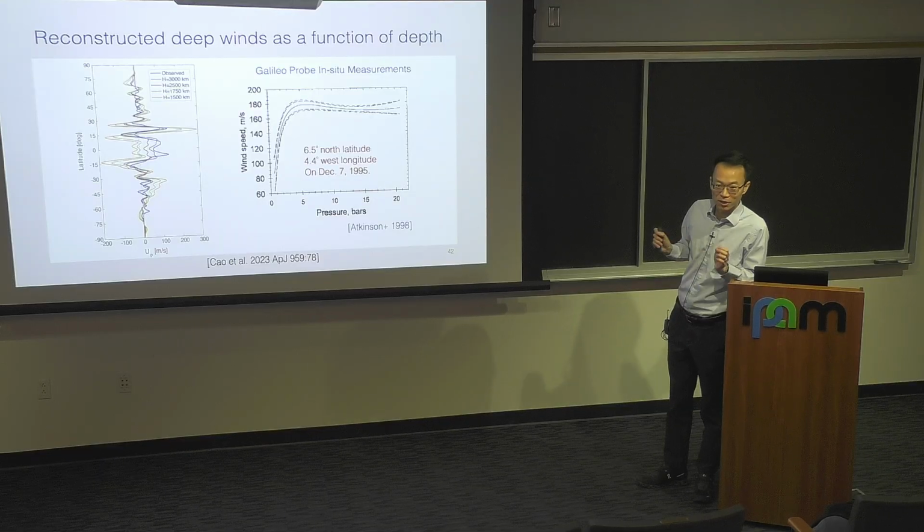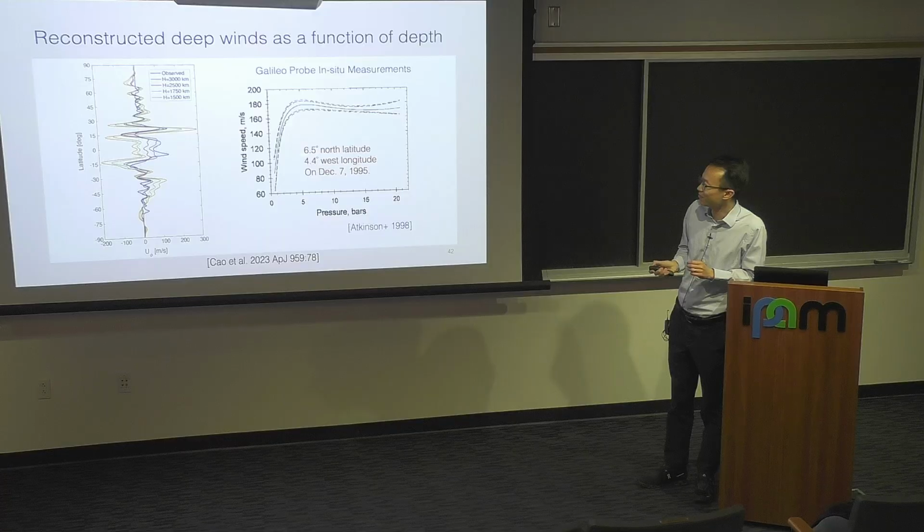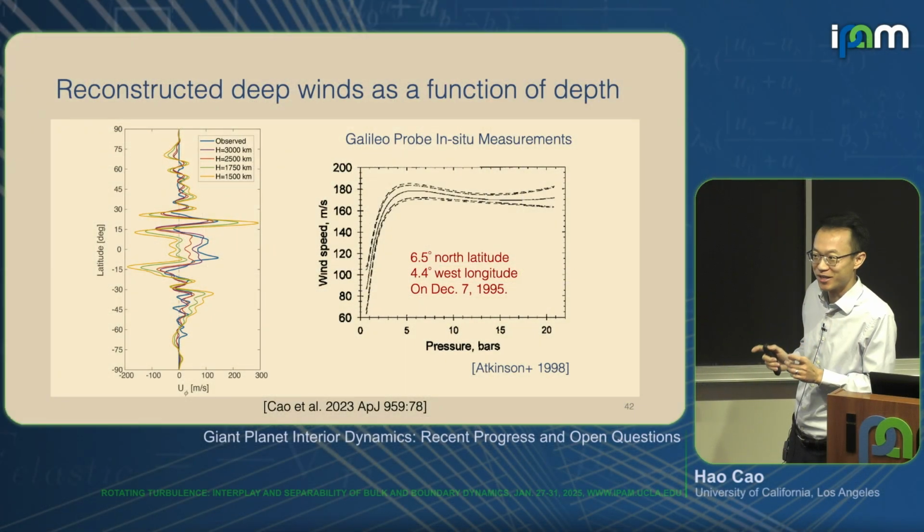Almost everybody has been ignoring this because it doesn't really show up in simulations. But this is the single point measurement we have, and the wind increased by a factor of 2. If that's the case everywhere, my solution would argue that the winds probably are not that deep.